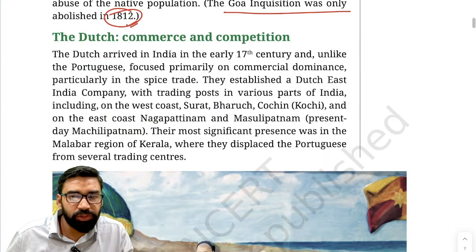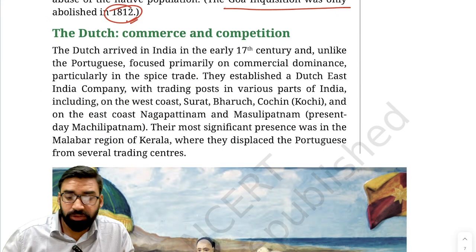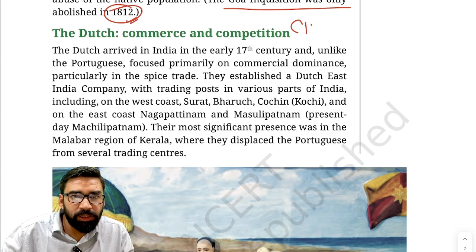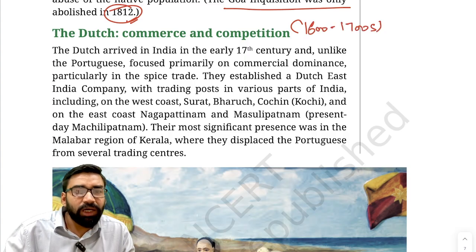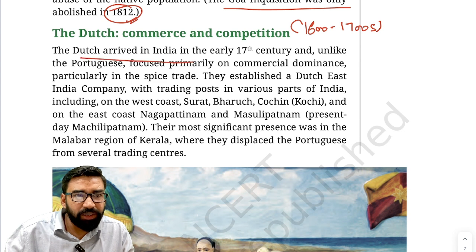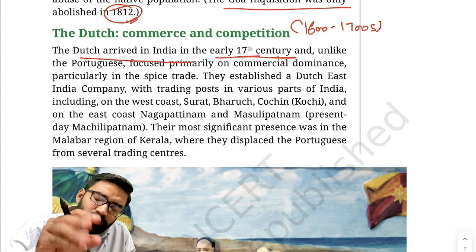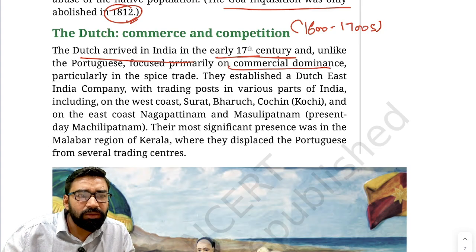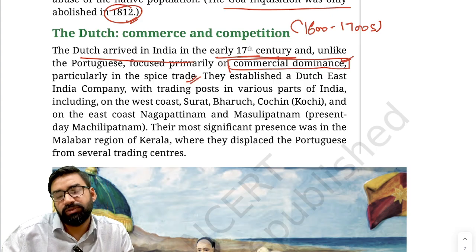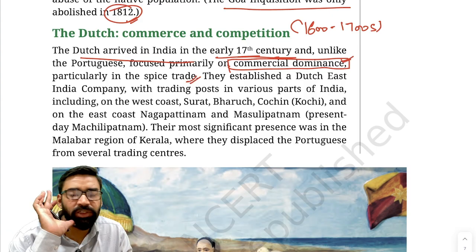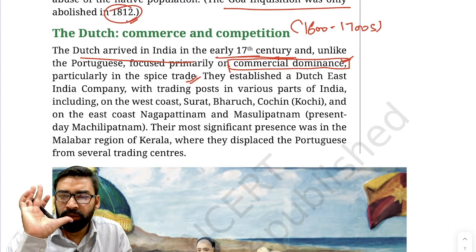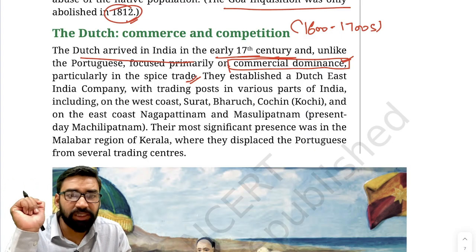Now, after Portuguese, the next important Europeans were Dutch. Now, we'll talk about Dutch. Dutch commerce and competition from 1600 to 1700s. Now, what are the characteristics? First of all, Dutch arrived in India early 17th century. But they were not like Portuguese. Dutch main focus was on commercial dominance, particularly spice trade. Dutch का मेन फोकस किस पे था? कमर्शियल पे. Okay, their main focus was not on religious conversion.